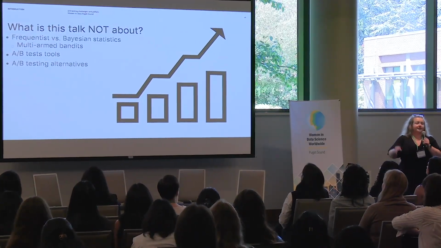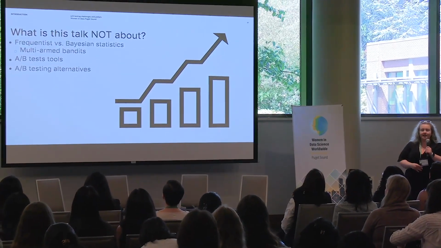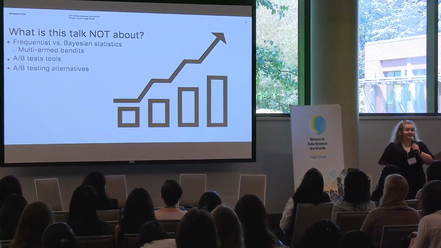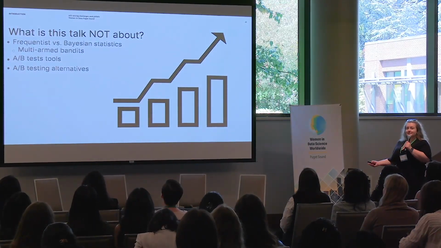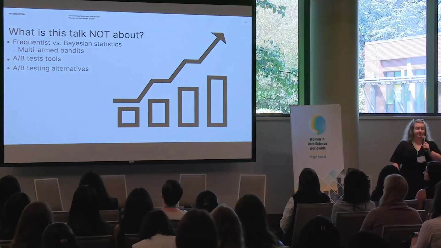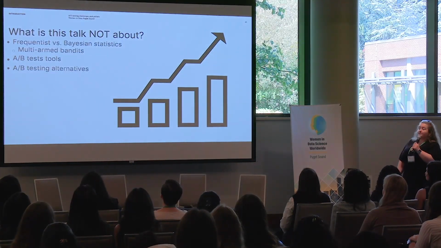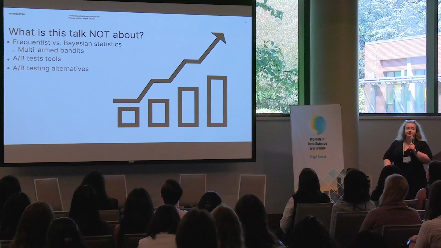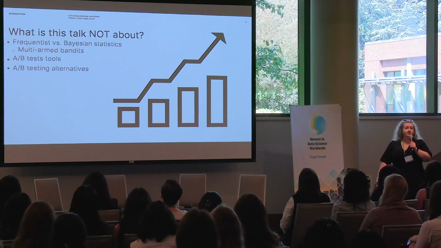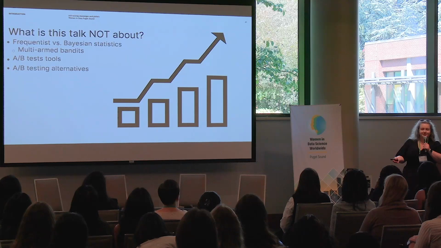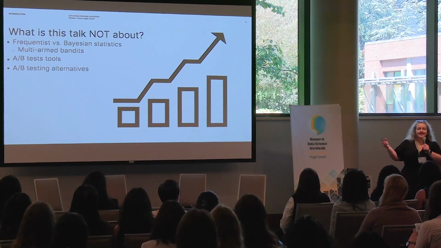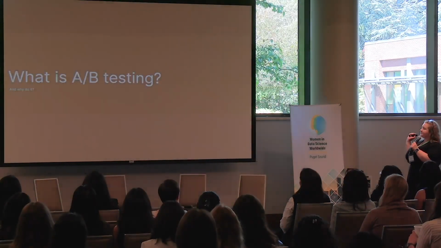Since I only have 20 minutes, there's a lot I could cover here, but I can't. So I'm not going to discuss frequentist versus Bayesian statistics. I'm not going to talk about multi-arm bandits. I'm not going to discuss any A/B testing tools. There's a lot out there. And I'm not going to talk about A/B testing alternatives or causal inference. There's been some workshops and talks today about that. This is outside of the scope of my talk.